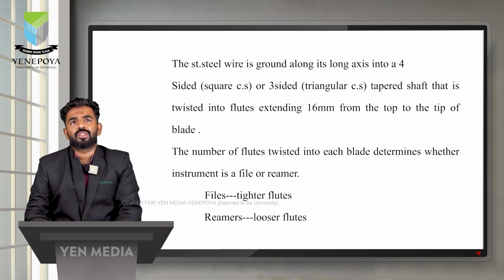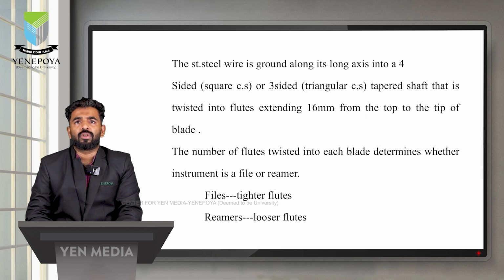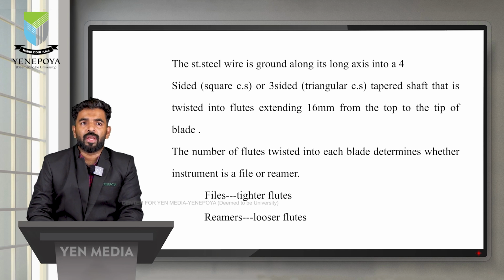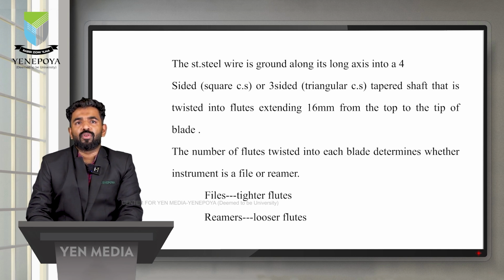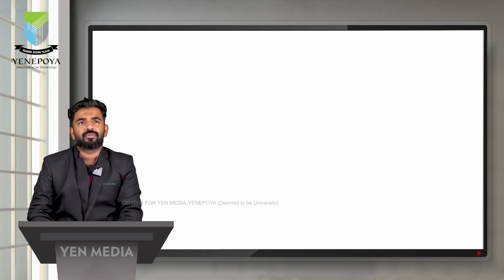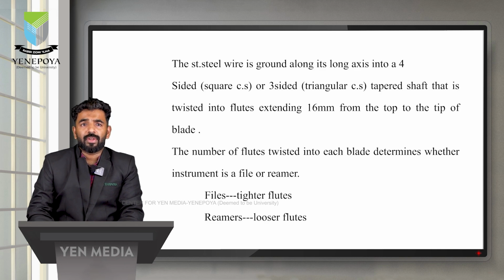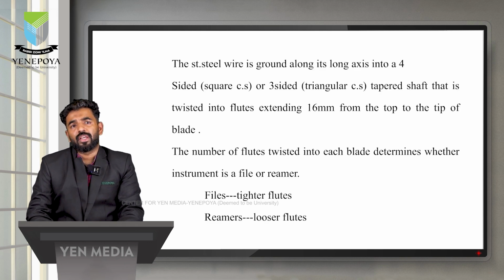Stainless steel wire is ground along its long axis into a 4-sided square cross section or a 3-sided triangular cross section. The tapered shaft is twisted into flutes extending 16 mm from the top to the tip of the blade. The number of flutes twisted into each blade determines whether the instrument is a file or a reamer. The file has tighter flutes, the reamer has looser flutes.